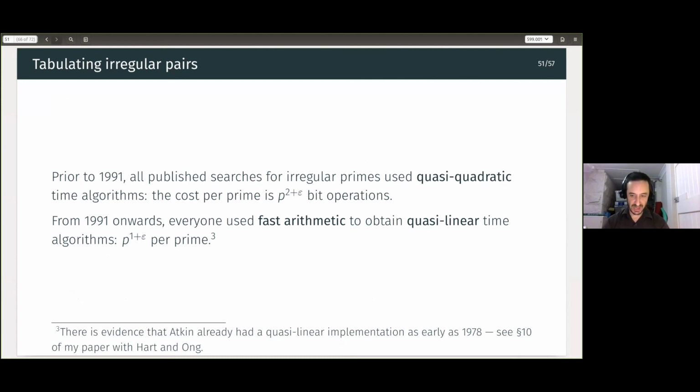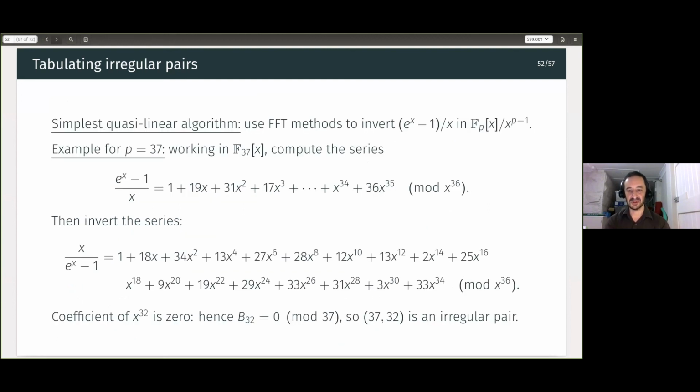Now, I'm just about out of time, so I think I might skip over this stuff. Basically, originally there were quasi-quadratic time algorithms, and at some point they switched to quasi-linear time algorithms. And this very briefly explains how that algorithm works. So I think I will skip over that. It just involves a power series inversion.